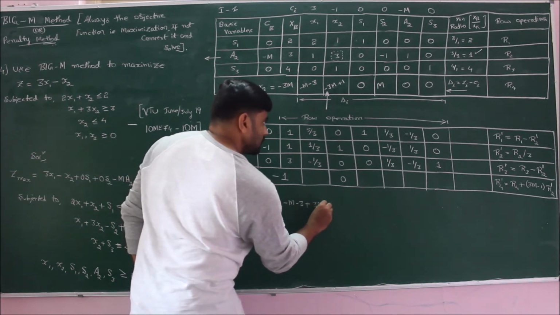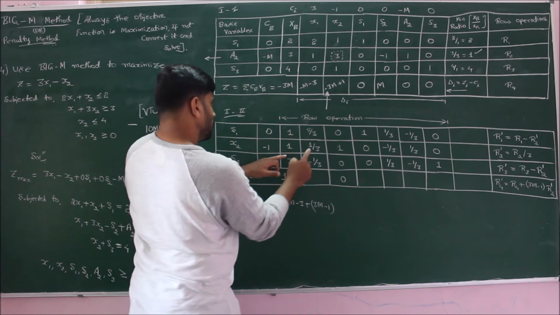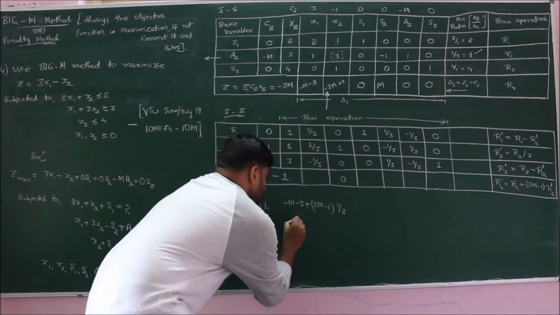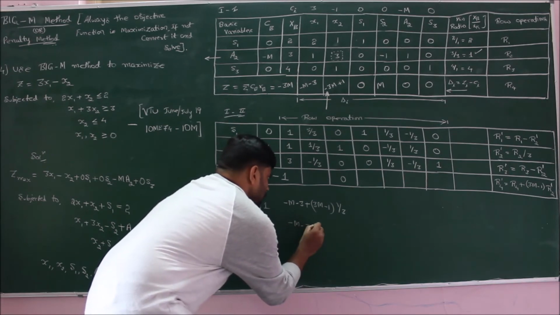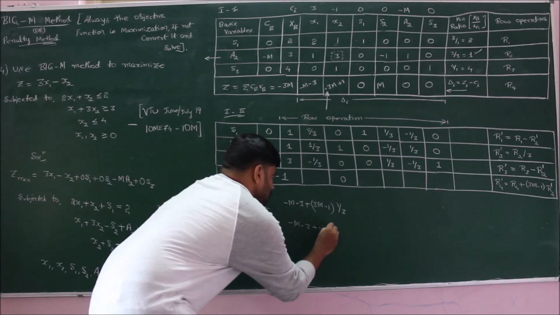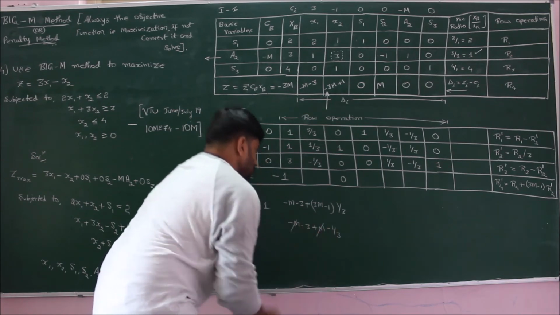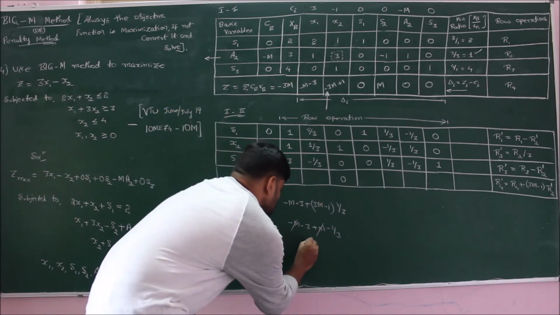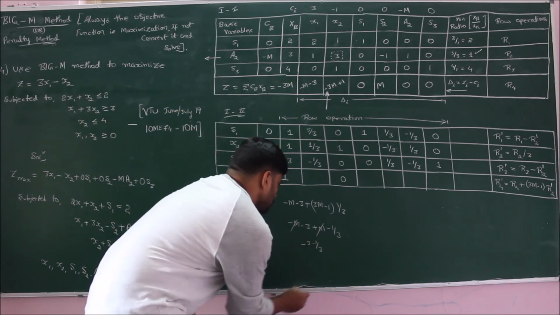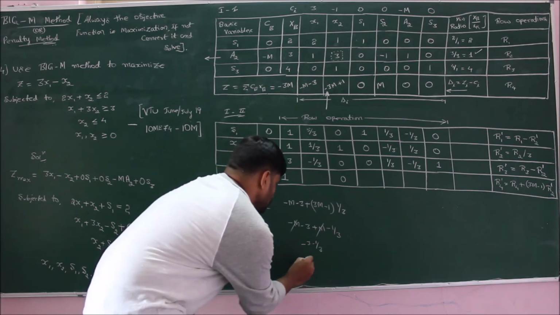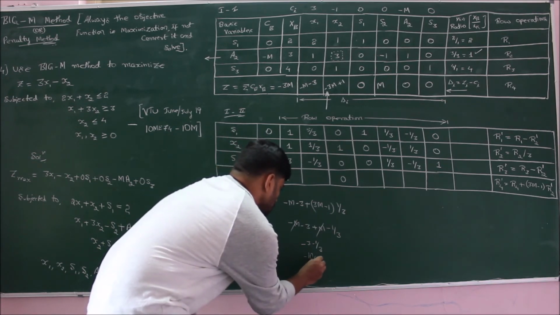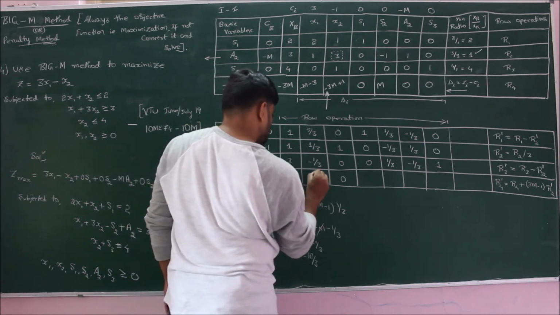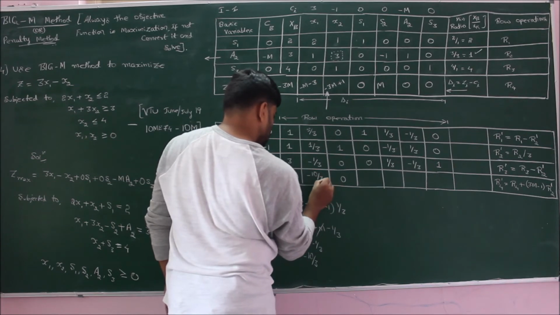Next, coming for here, we have minus m minus 3 plus 3m minus 1 times the row 2, which is 1 by 3rd. So if I do, I will get minus m minus 3 plus m minus 1 by 3. So I will get minus 3 minus 1 by 3. The answer will be minus 10 by 3. I will get the value as minus 10 by 3.